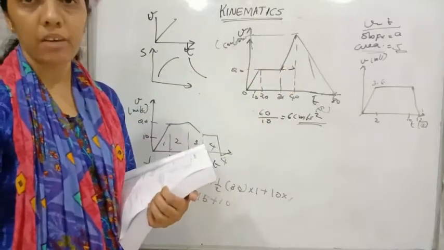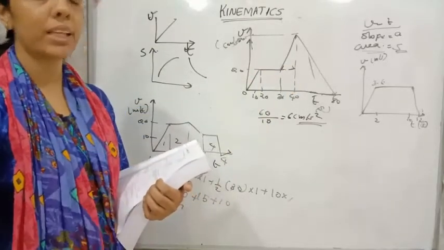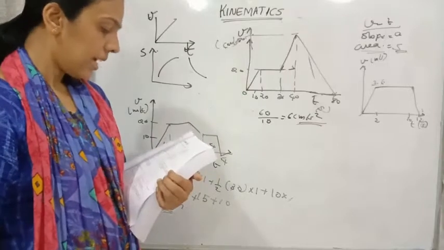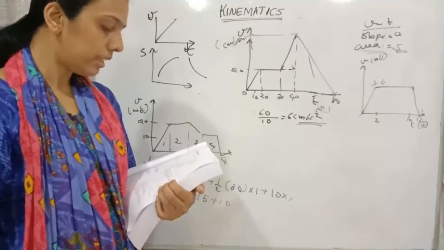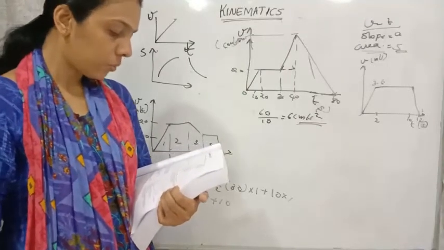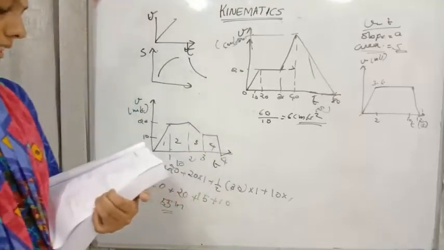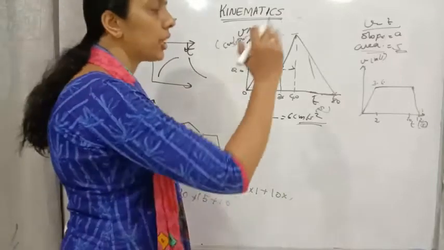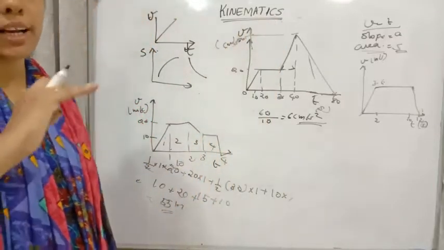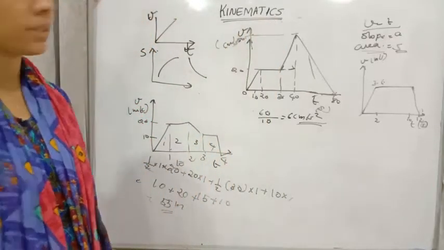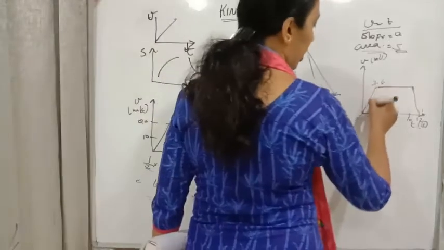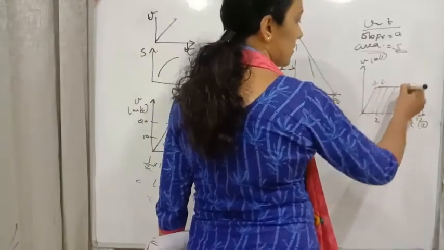A velocity-time graph is given, showing the variation in speed. What is the height to which the lift takes the passengers? Height means we should find the maximum displacement. So how can we find the distance traveled?